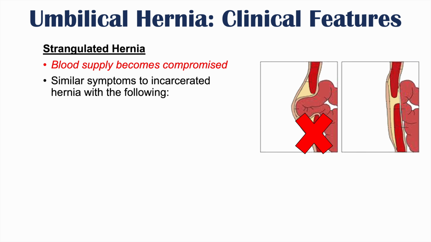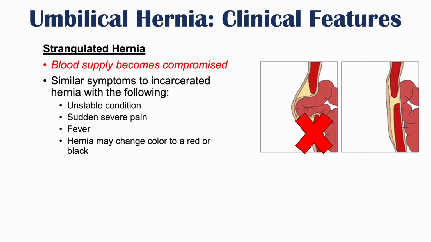It has similar symptoms to an incarcerated hernia, but with additional symptoms. Oftentimes, the patient becomes very unstable because essentially their bowel is dying. This part that's sticking out, the blood supply is cut off from it, that part of the bowel is dying. So this is a very serious condition. Patients are often unstable. There's sudden severe pain. There's oftentimes a fever. And then the hernia, even seeing it on the outside, may change in color to red or black. And oftentimes bowel obstruction signs and symptoms are present.